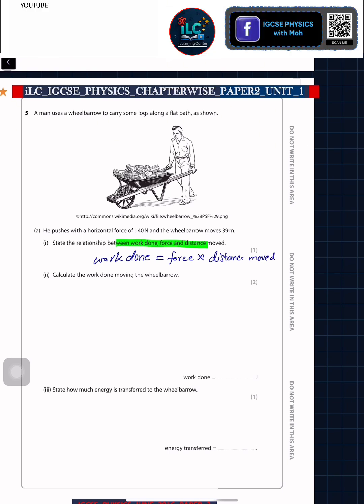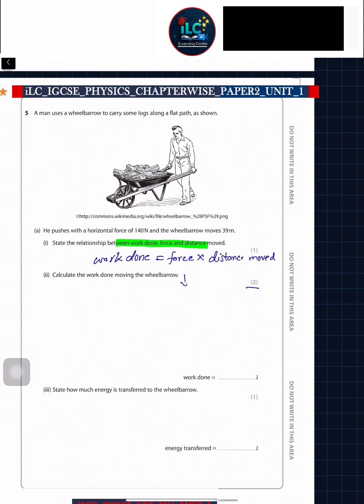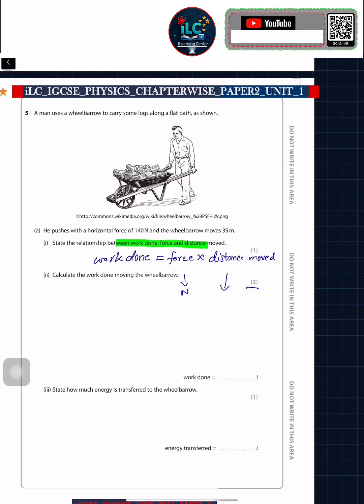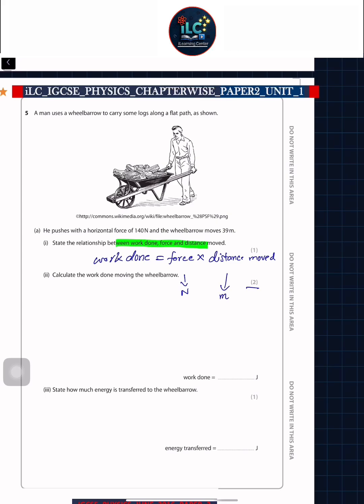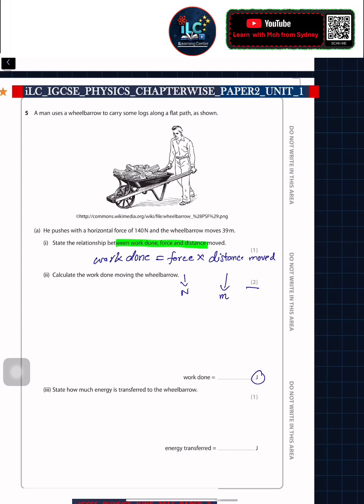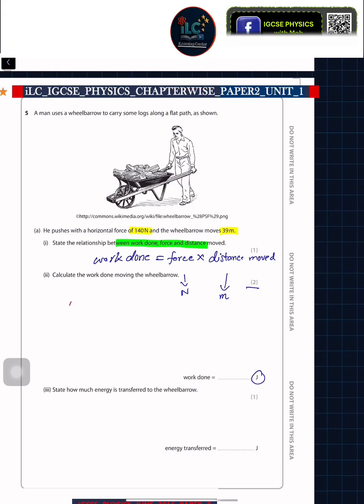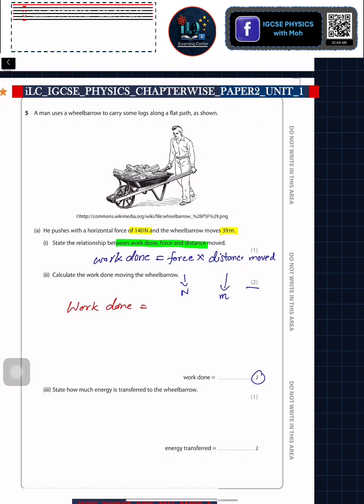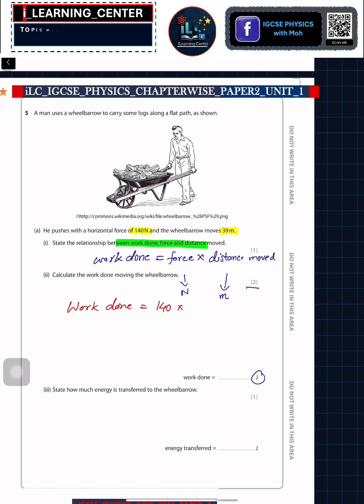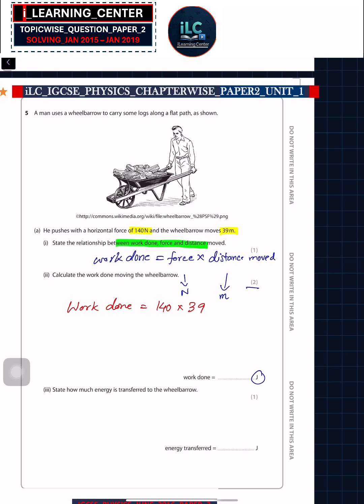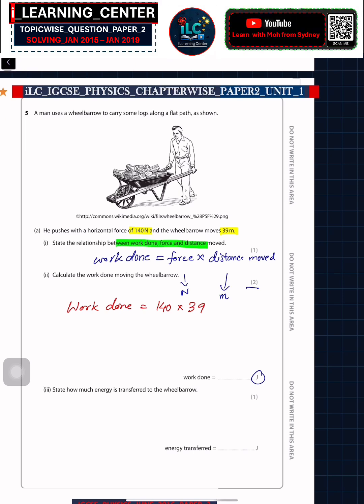The next question asks you to calculate the work done. Here, it's important that you remember that the force must be in Newton and the distance must be in meters. Only then can we write the answer in joules. If we check the information here, it's in meters and this is in Newton. So, straightforward, work done is equal to 140 times 39, and this will give me an answer of 5510.